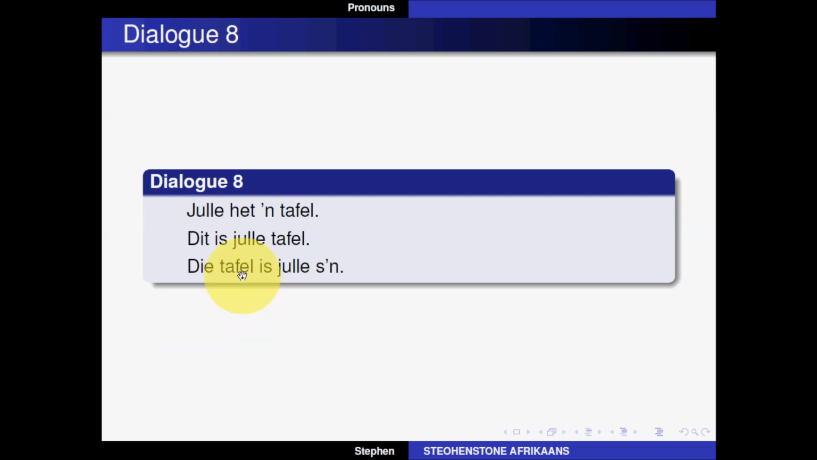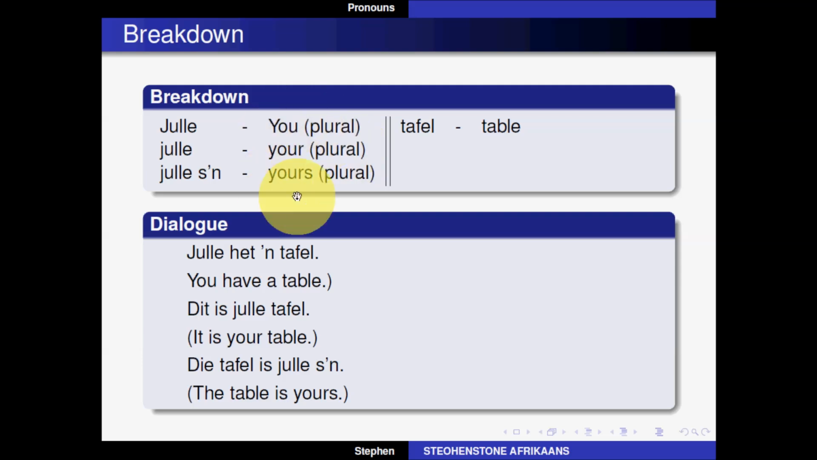Let's read the dialogue. Julle het 'n tafel. Dit is julle tafel. Die tafel is julle sin. So this one is the plural form of you. You, your, and yours. So in Afrikaans we have a different word to indicate the plural you, or you all. Julle means you. Julle also means your, plural. Julle sin means yours. And the new word tafel means table.